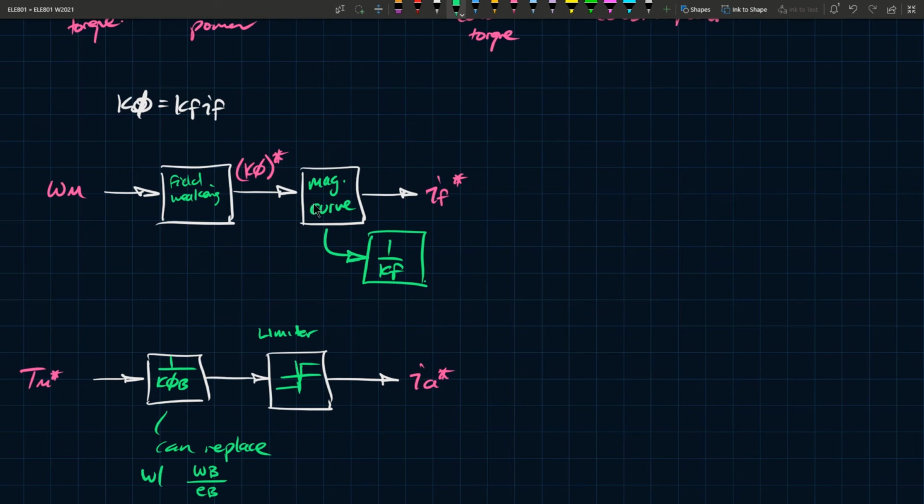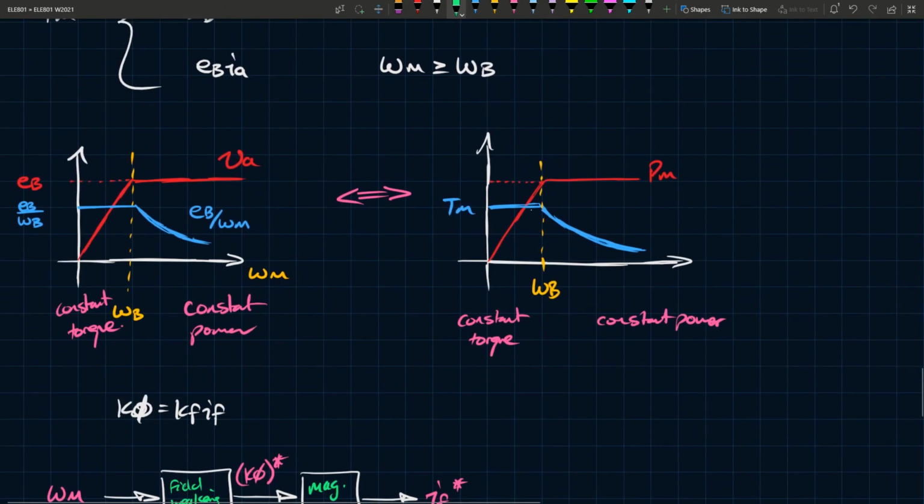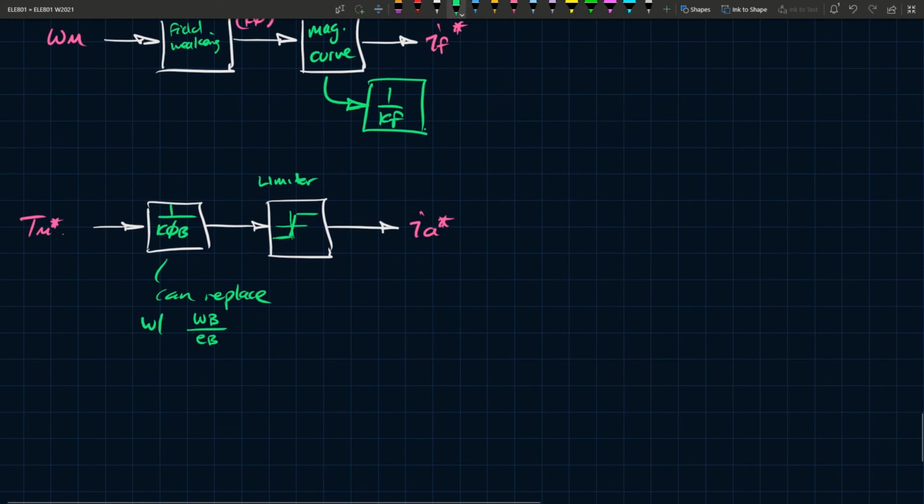Saturation blocks are usually shown with something like this, although they're usually drawn a bit neater. So Tm star is the tractive torque desired in the constant torque region. When you're in the constant torque region, which is this region, that's the Tm star that you give to this, and then your control should be able to adjust for other situations.